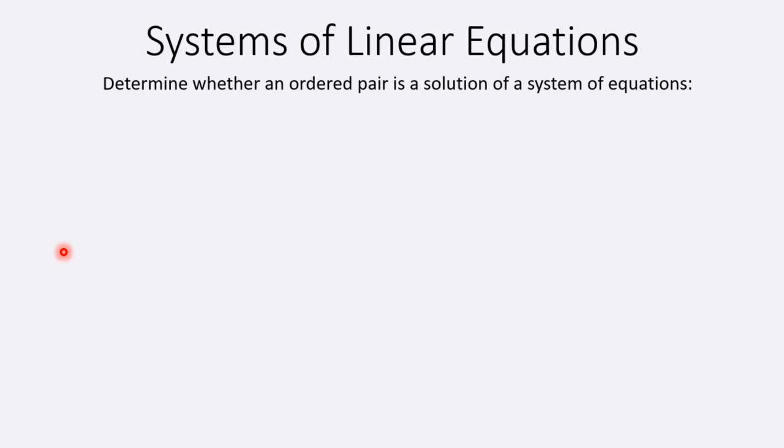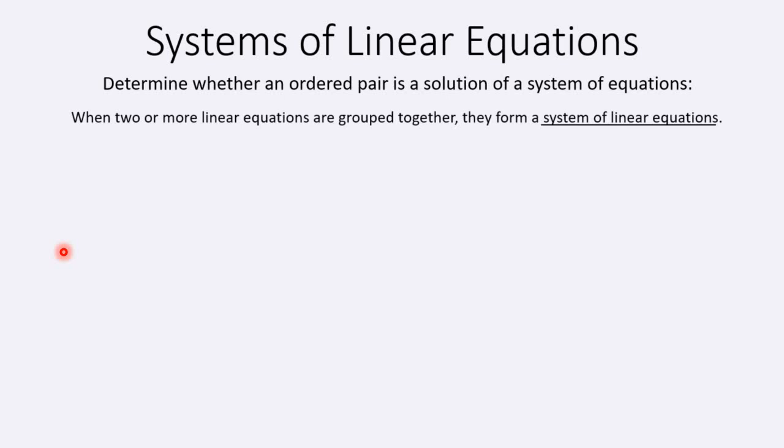Determine whether an ordered pair is a solution to a system of linear equations. When two or more linear equations are grouped together, they form a system of linear equations. Here is an example of a system of linear equations.